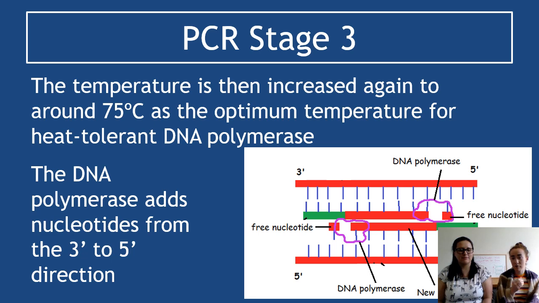So the DNA polymerase does a similar job to what it does in the normal replication. It adds in these free nucleotides, and it always does it from that 3' to that 5' direction.